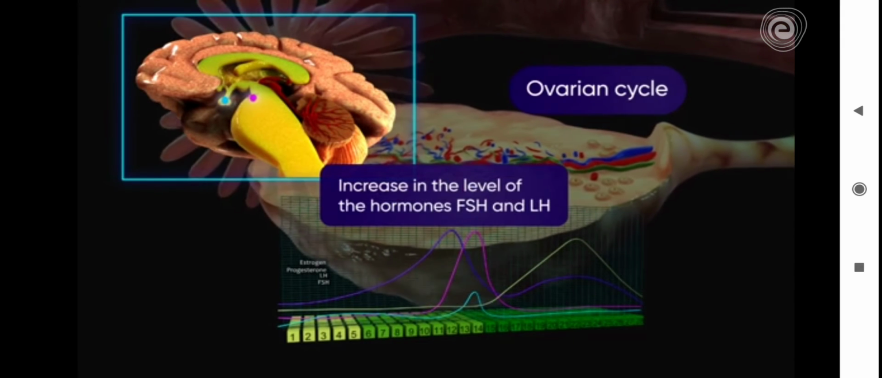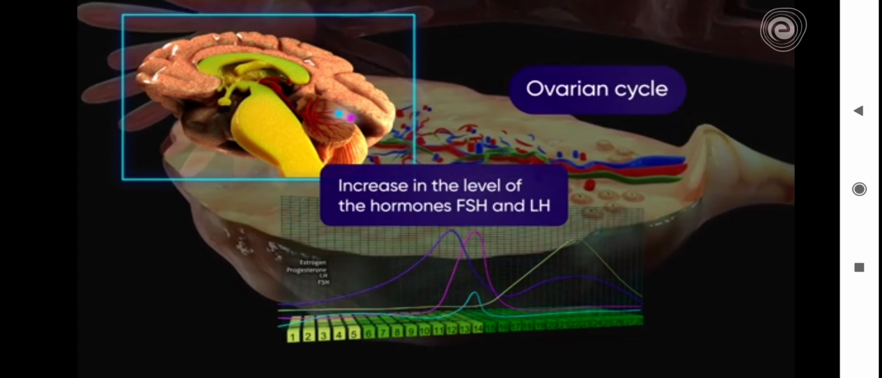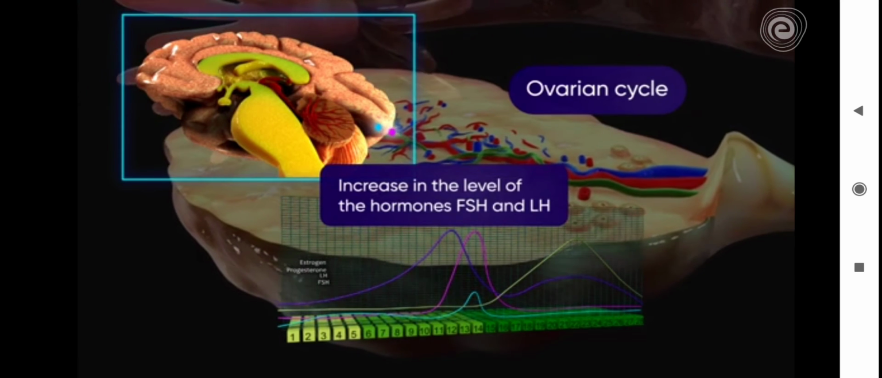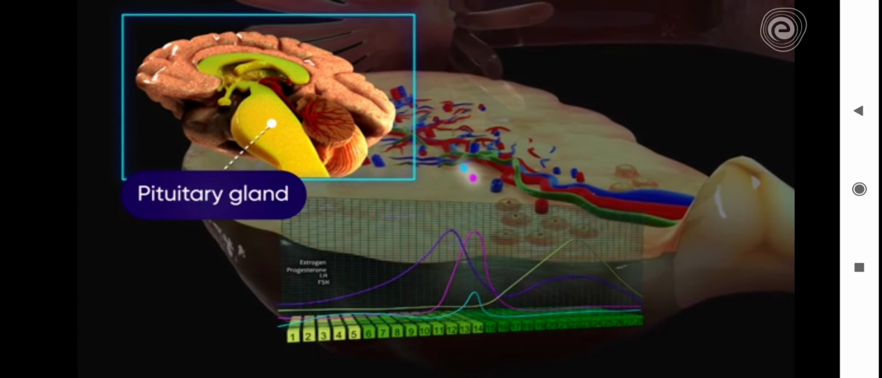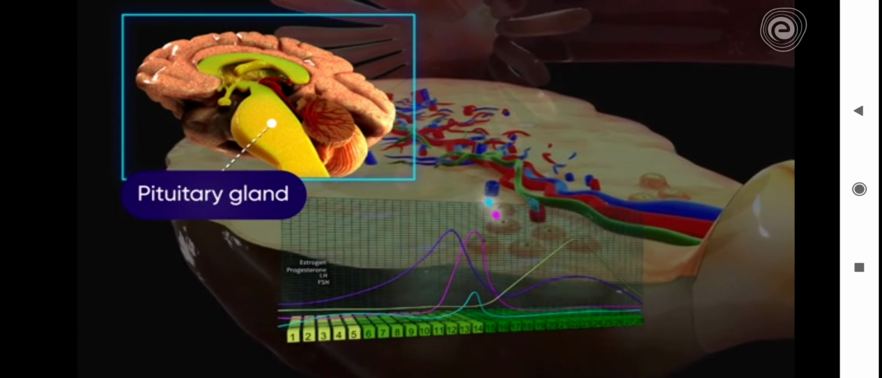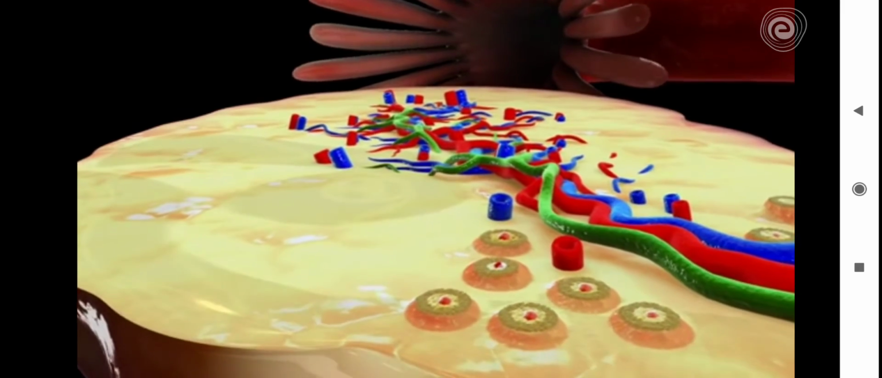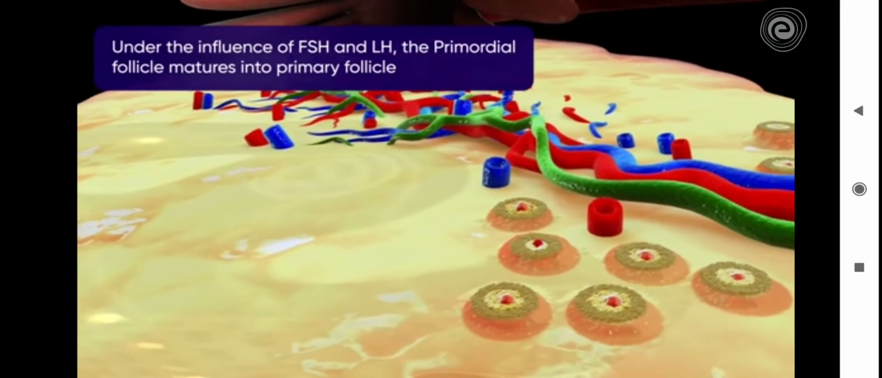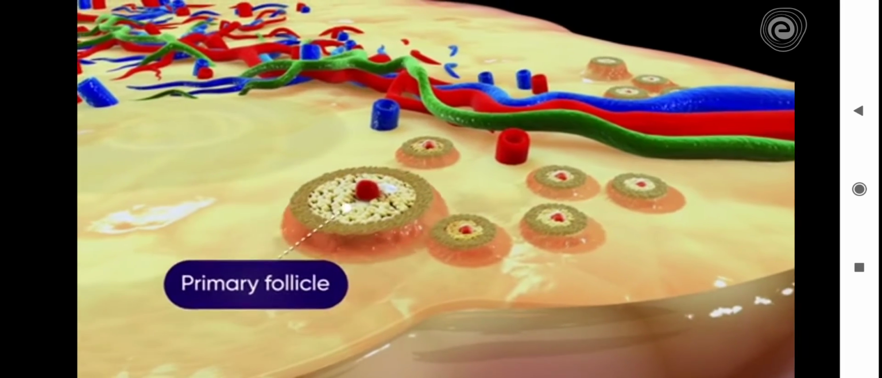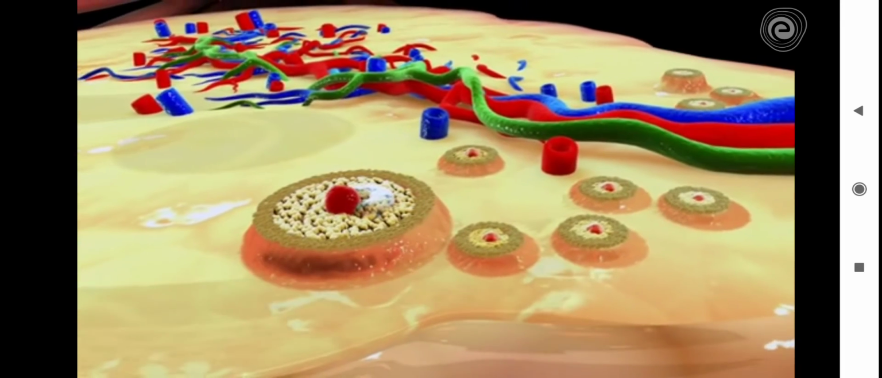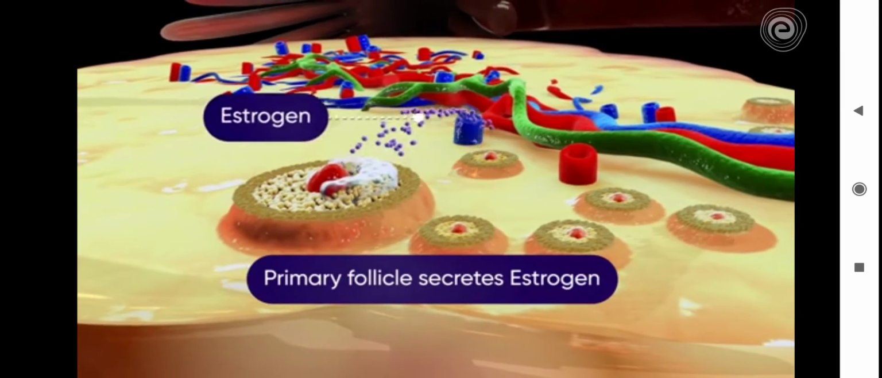During this phase in the ovary, we observe an increase in the level of the hormones FSH, follicle-stimulating hormone, and LH, luteinizing hormone, secreted by the pituitary gland present in the brain. These hormones reach the ovary. Under the influence of FSH and LH, the primordial follicle in the ovary matures into the primary follicle. The follicle starts producing the hormone estrogen.